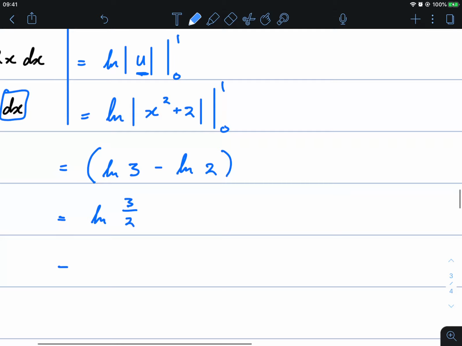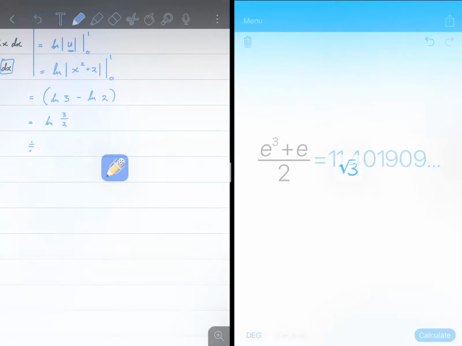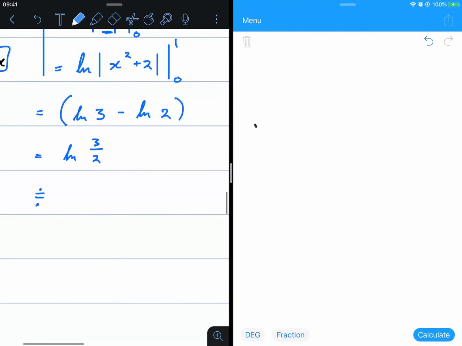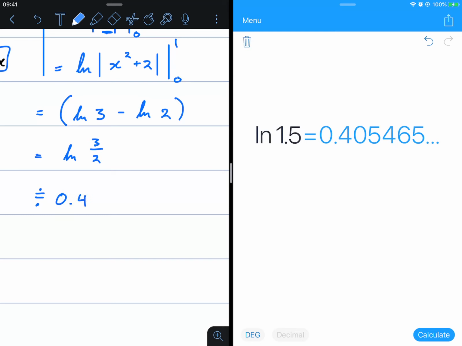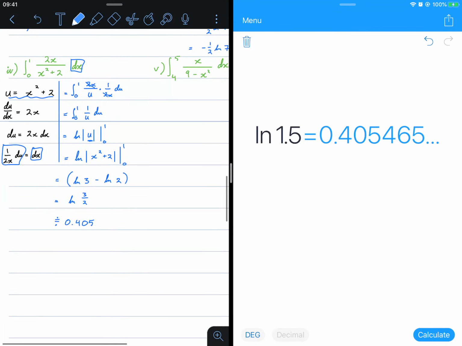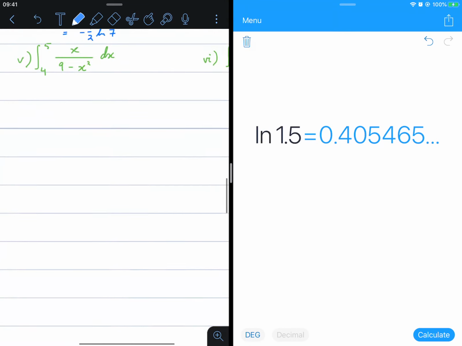We'll take an approximation for this. 3 over 2 is 1.5, so let's go ln of 1.5. That's approximately 0.405. There we have it. Let's move right along.